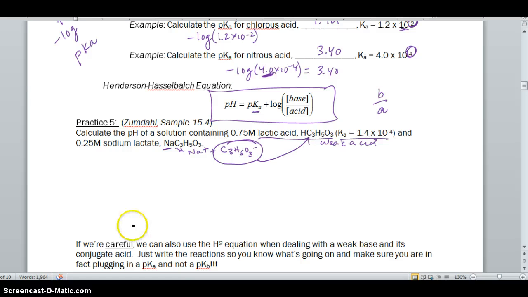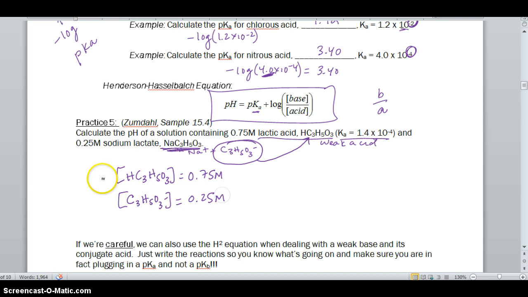So again, instead of going through this whole ice table, I know that the concentration of my acid was given to be 0.75 molar, and the concentration of my salt, which I don't care about the sodium, I care about the lactate ion, so the concentration of my C3H5O3 minus is 0.25 molar. Alright, so this is my acid, this is my base. Again, I think it helps to label it so you don't screw something up later.